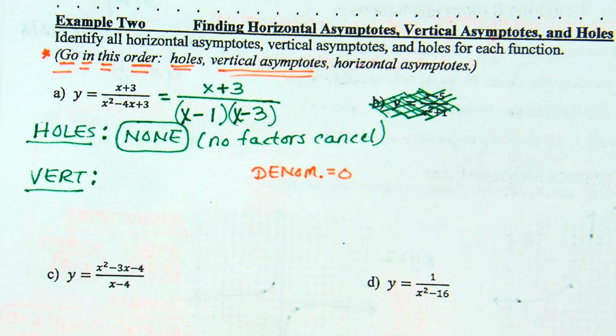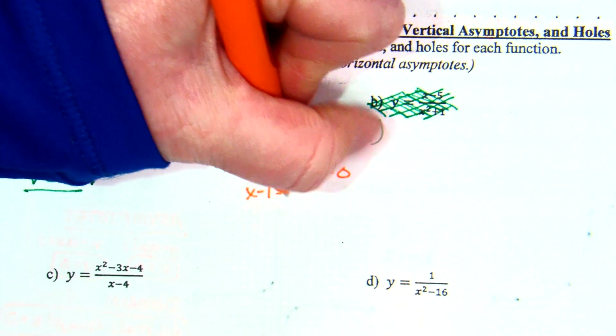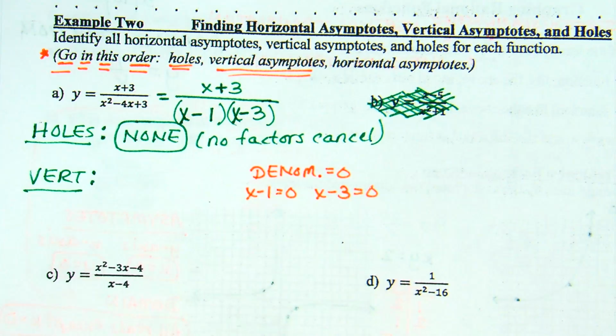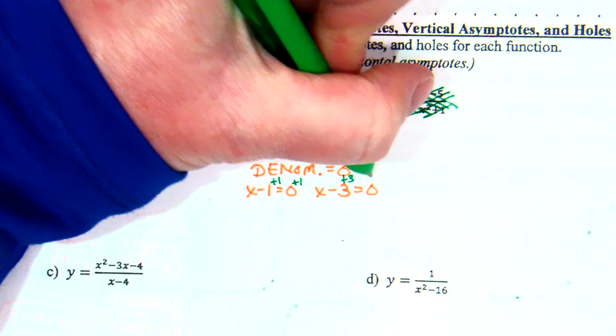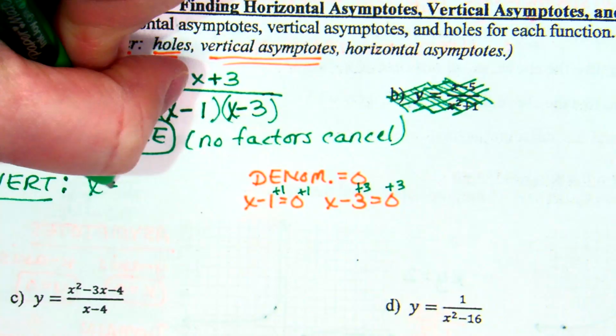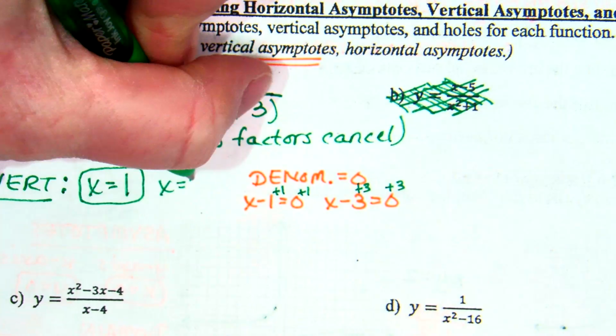However many factors in the denominator, you set equal to 0. How do we solve those? You add 1 on the one, add 3 on the other, right? So what are my vertical asymptotes? So vertical asymptotes, x equals 1, x equals 3. Are we okay with that?